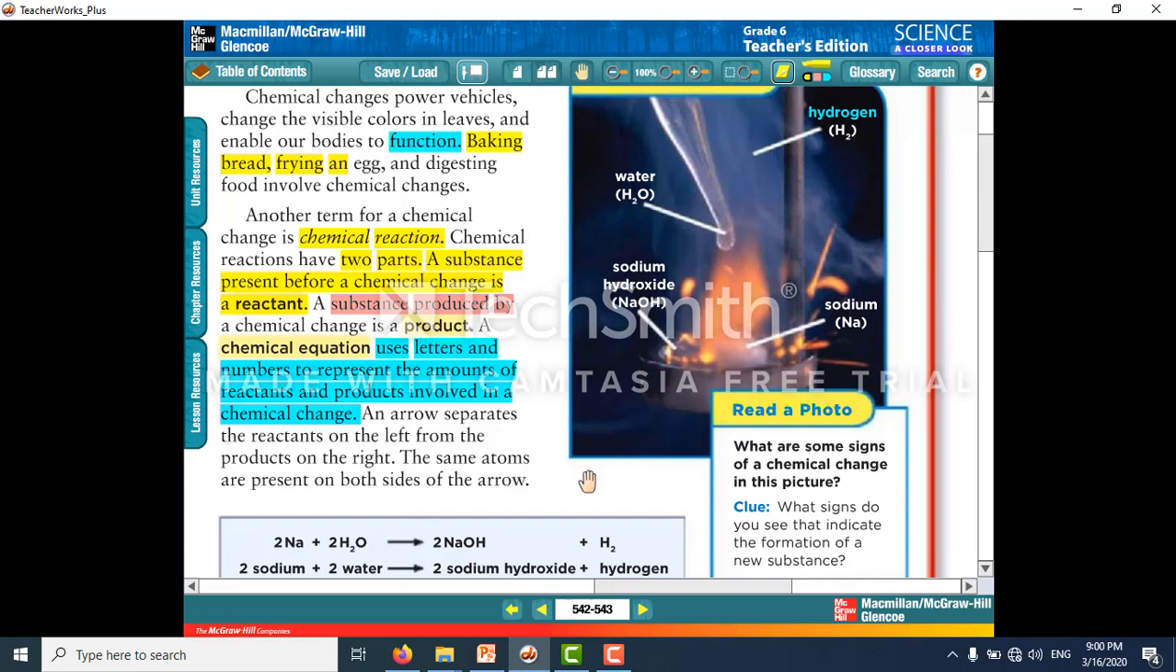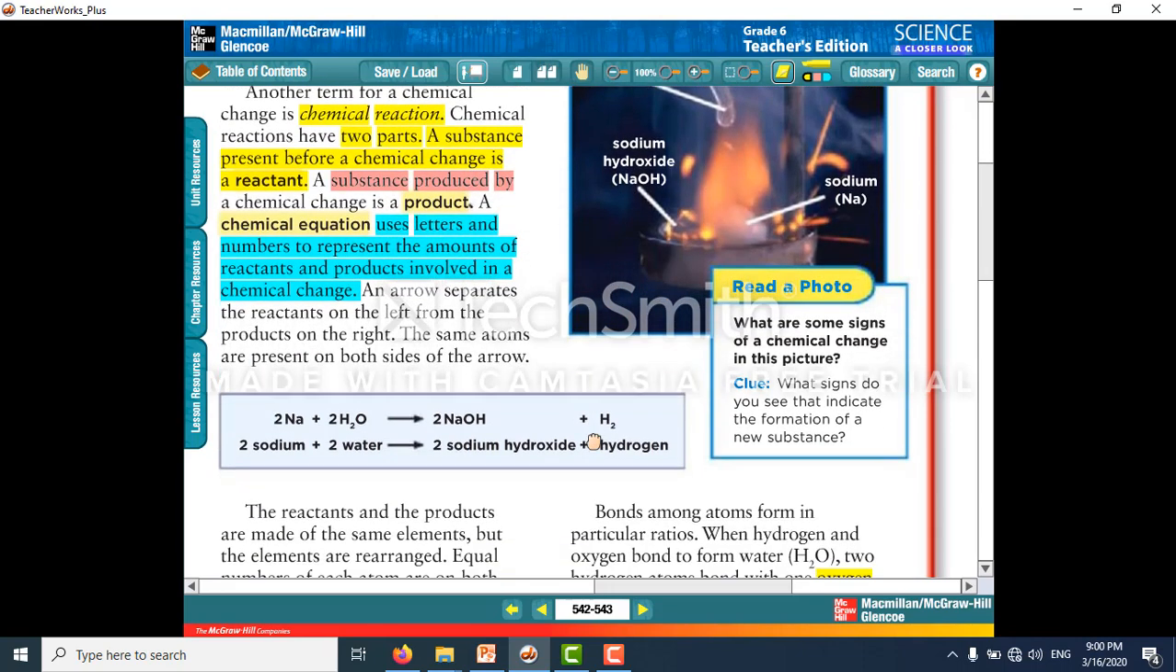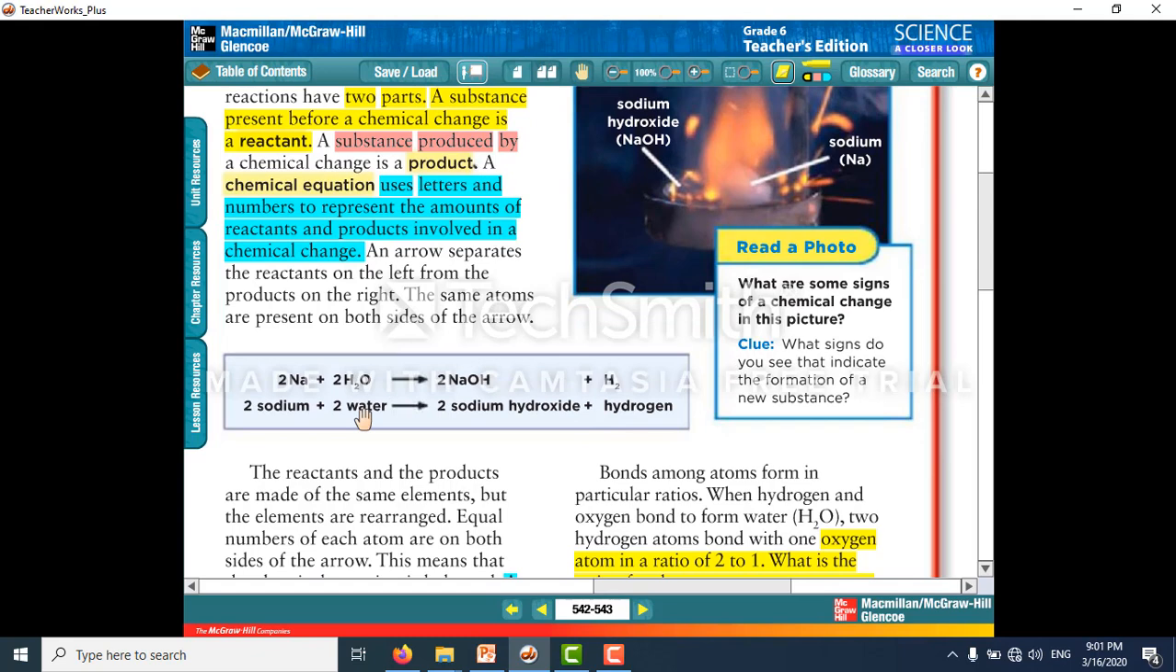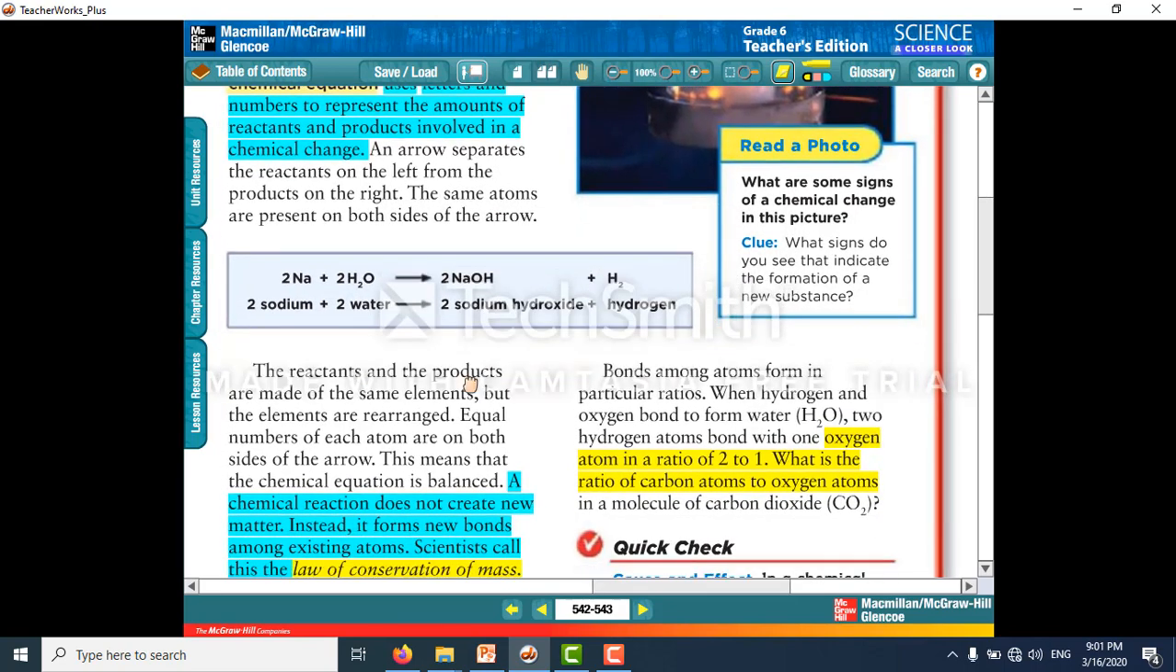The same atoms are present on both sides of the arrow. Here we have 2 sodium atoms, and here we have 2 sodium atoms. Here we have 2 times 2, we have 4 hydrogen atoms, and here we have 2 hydrogen and another 2, so we have 4 atoms. Here we have 1 oxygen times 2, so we have 2 atoms in reactants, and we have 2 times 1 oxygen, so we have 2 oxygen atoms. Okay, so we have the same atoms on both sides, reactants and products.